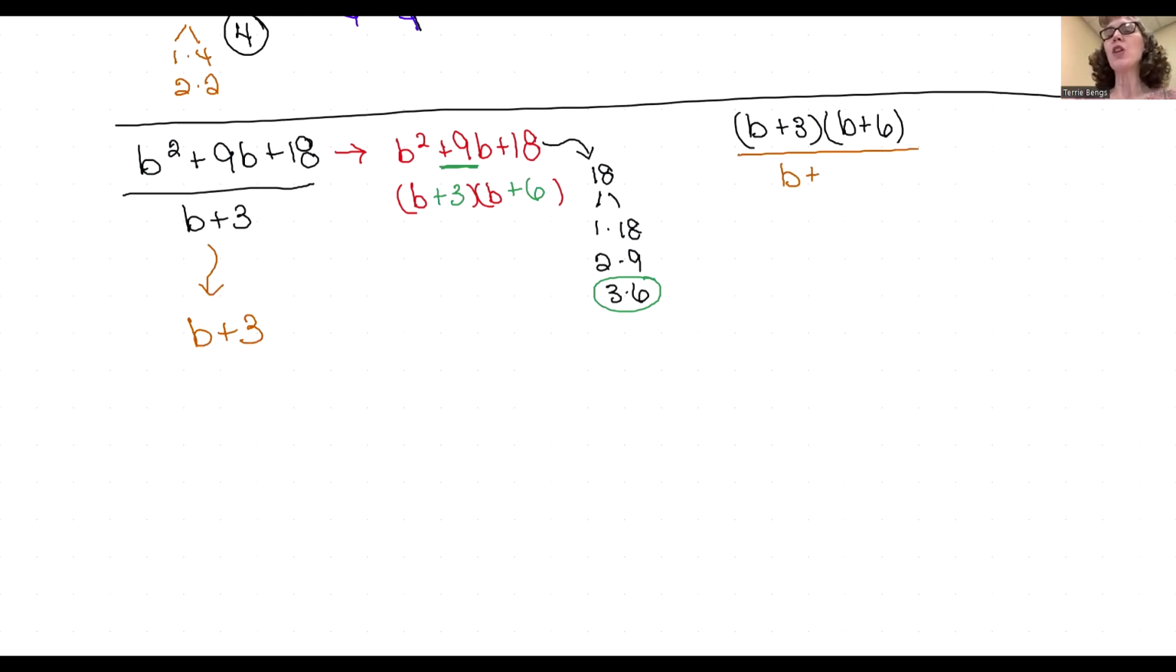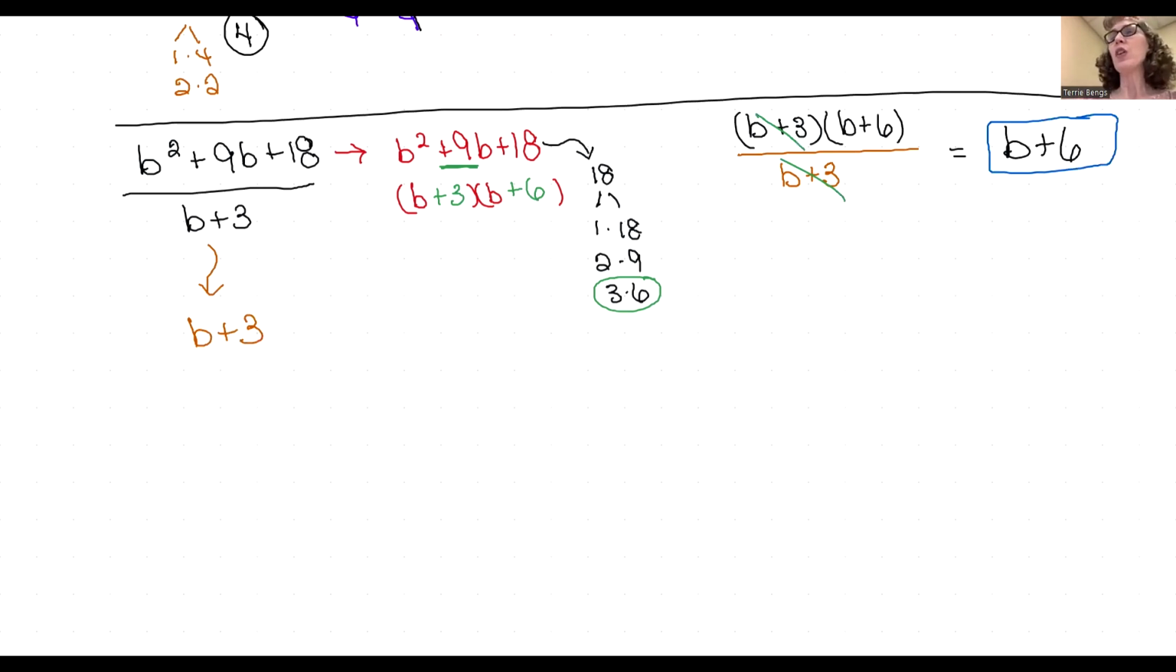Now we have the top completely factored over the bottom completely factored. And now we're seeing if there's anything we can cancel out. Absolutely, they both have a b plus 3. So we're going to cancel that out, and all that leaves us with is b plus 6. And there's nothing else we can do with that. So that is our completely factored rational expression.